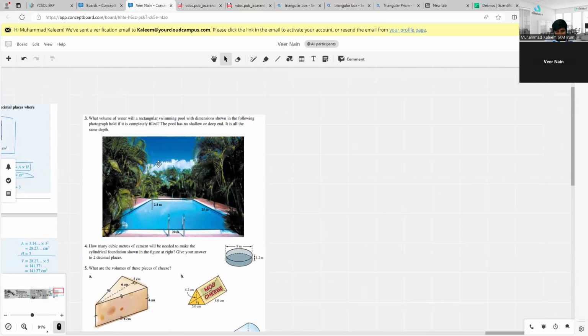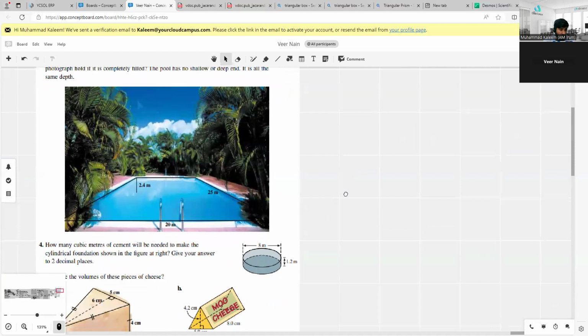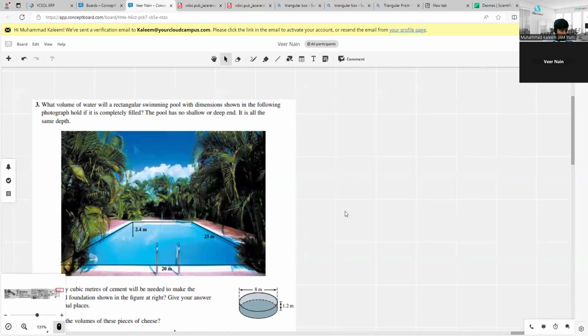The application means the question that we have in real life related to this topic. What volume of water will a rectangular swimming pool with the dimensions shown in the following photograph hold if it is completely filled? The pool has no shallow or deep end, it is all the same depth. The floor is level, which means it doesn't have any slopes or anything.